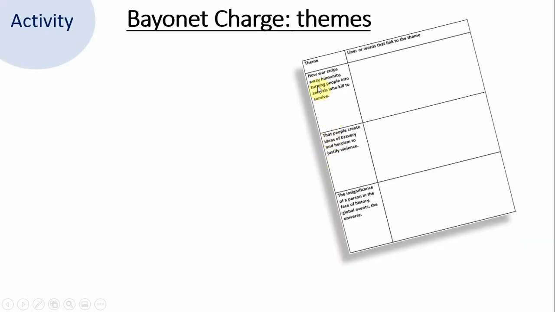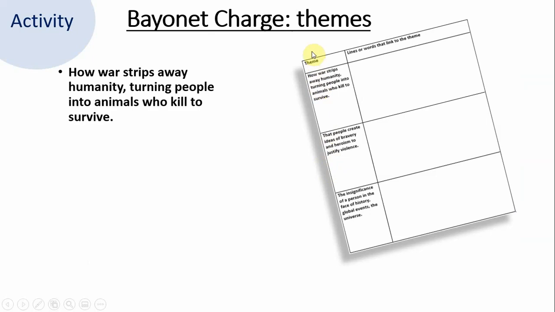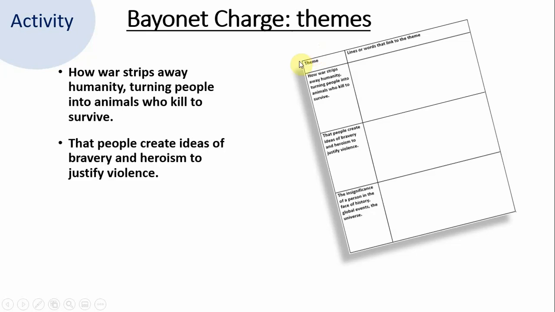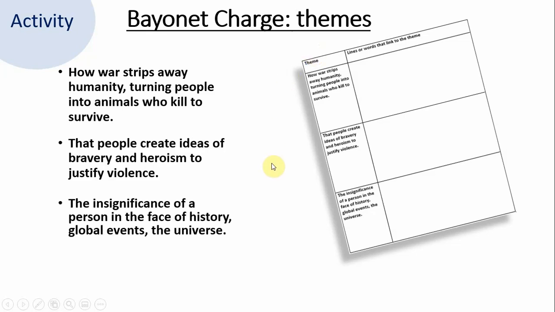To start thinking about the poem in more depth, we're going to have a look at the themes. And we have 3 themes that we're going to look at here in Bayonet Charge. How war strips away humanity, turning people into animals who kill to survive. That people create ideas of bravery and heroism to justify violence. And the insignificance of a person in the face of history, global events, and the universe.